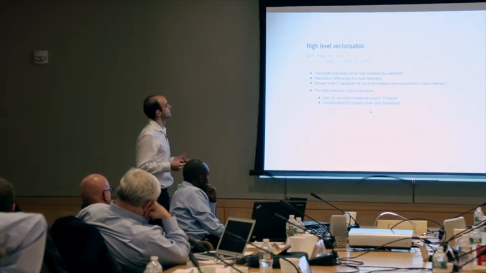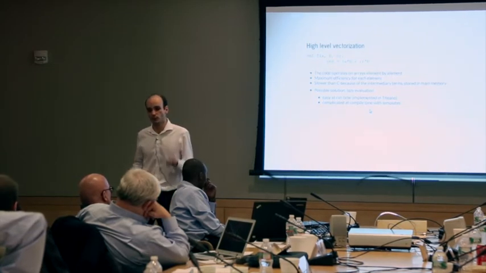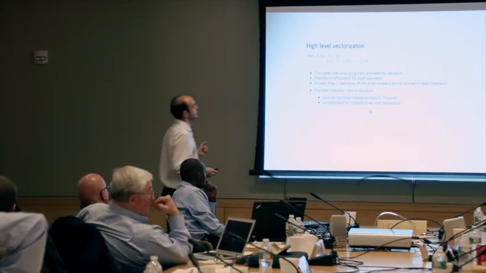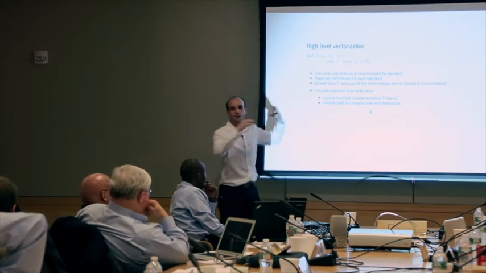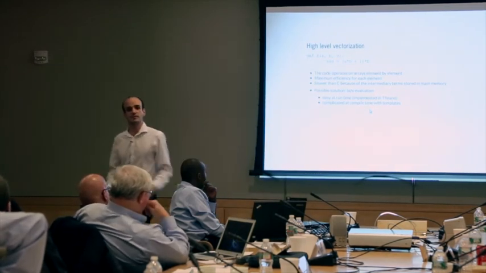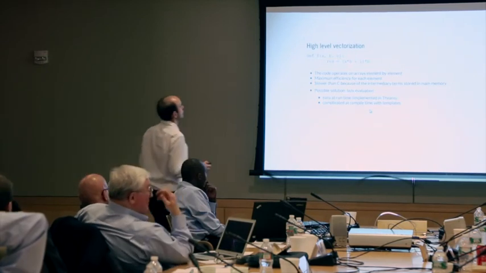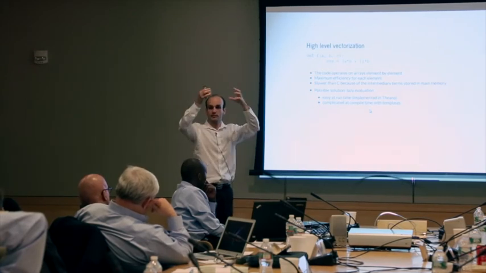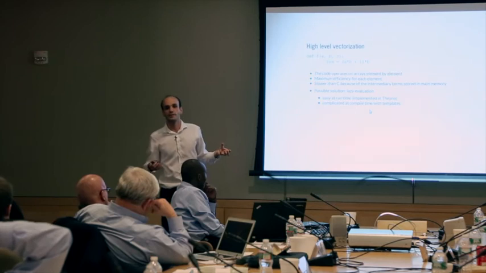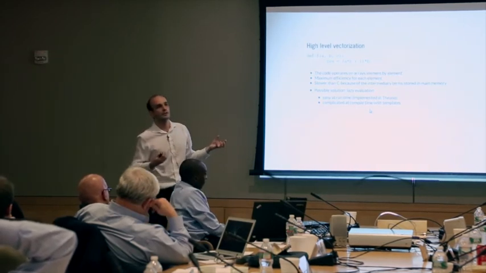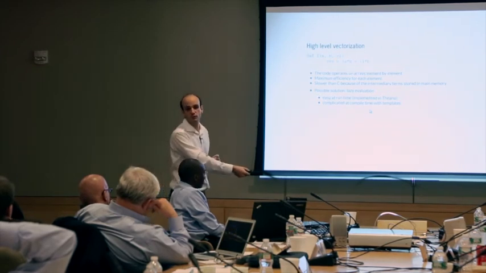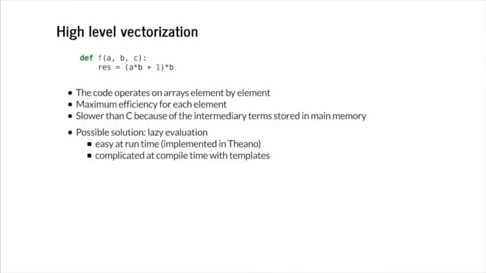OK, so this approach is slow when the expressions become complicated. There is one known solution for that problem too. It's called lazy evaluation. So basically, the compiler encapsulates these matrices in some objects. And when you perform A times B plus 1 times B, it creates the abstract syntax tree. And then when you want the result, it says, OK, what's the most efficient way to compute that? It computes that, and it gives you the result. But it doesn't create all the temporary arrays.